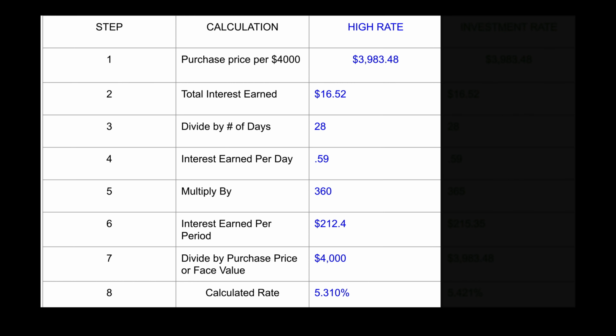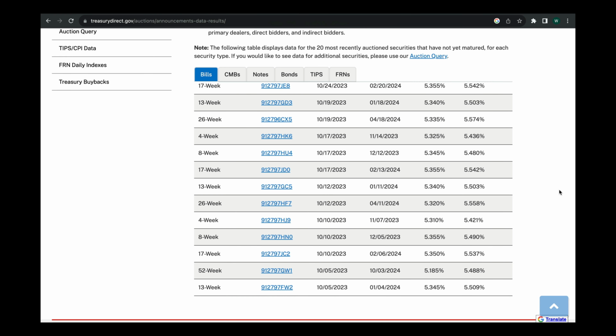Now, when we go ahead and divide this by the original price that I put into the Treasury Direct website of $4,000, we come out with a calculated rate, which is 5.31%. If we go back to the Treasury Direct website, for the high rate of the 4-week T-bill purchased on 10/10, you can see 5.31%. So that's exactly how they calculated that.